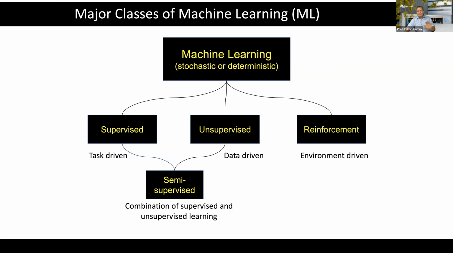So, the major classes of machine learning. I'm not going to dwell on this one; it is a diagram that is very well known. There are supervised, unsupervised, and reinforcement learning, and semi-supervised, when the data is partly labeled and partly unlabeled. One of them is task-driven, others are data-driven, and reinforcement learning, which has seen a lot of growth in recent years, is environment-driven. Why? Because it mimics in a certain way the perception capabilities of a human.